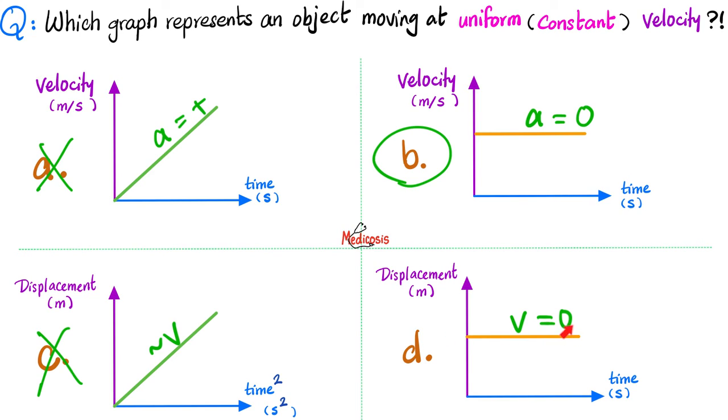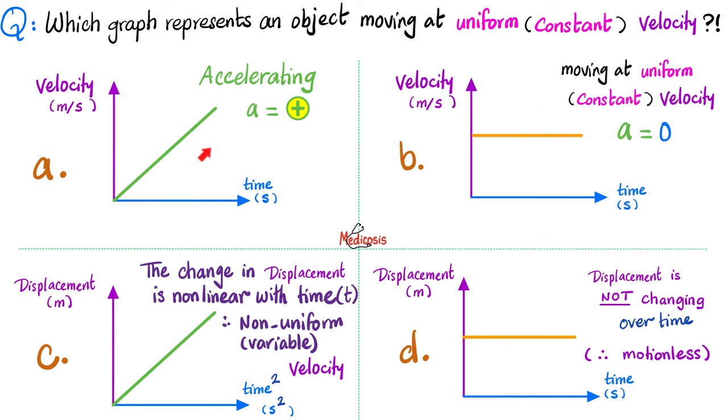Here, velocity is 0. If this distance is 5 meters, well, you're not moving to 6 meters or to 4 meters. You're not moving at all, period. This is a motionless subject, so no. So let's review. This object is accelerating. This object has 0 acceleration, meaning it's moving at uniform or constant velocity.